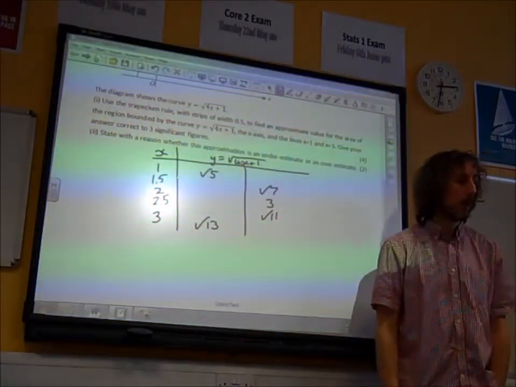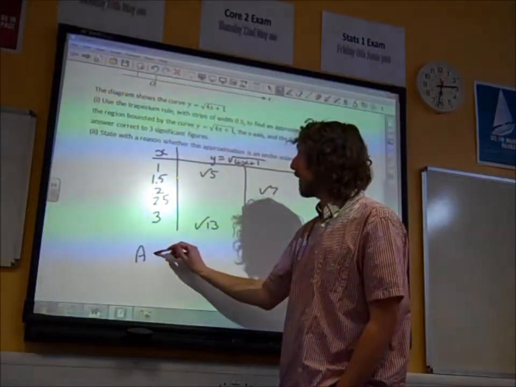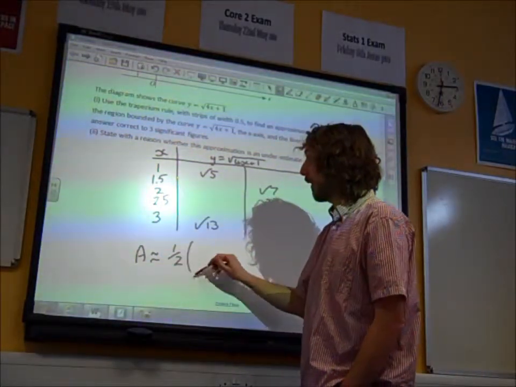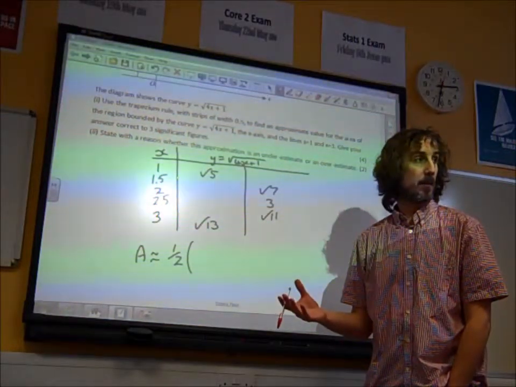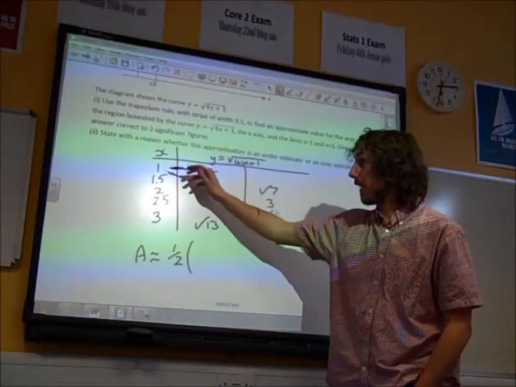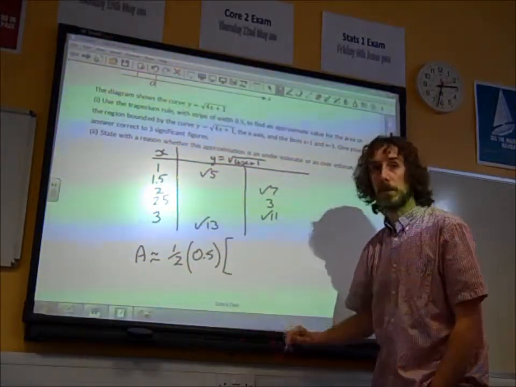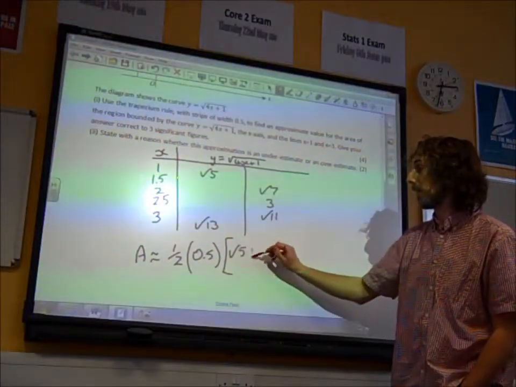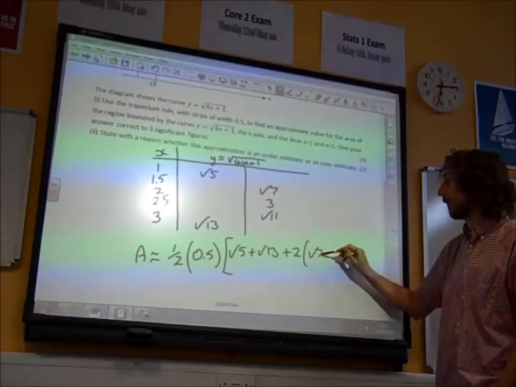And now the formula for the trapezium rule is on the formula sheet. It says the area is approximately equal to a half times the step size. Now quite often when we did our examples of this we had a step size of 1, didn't we? But in this case it's a half, isn't it? So times a half multiplied by the first plus the last plus twice the others.